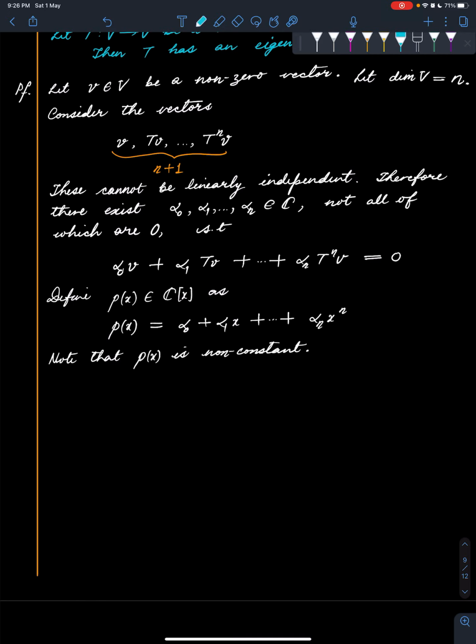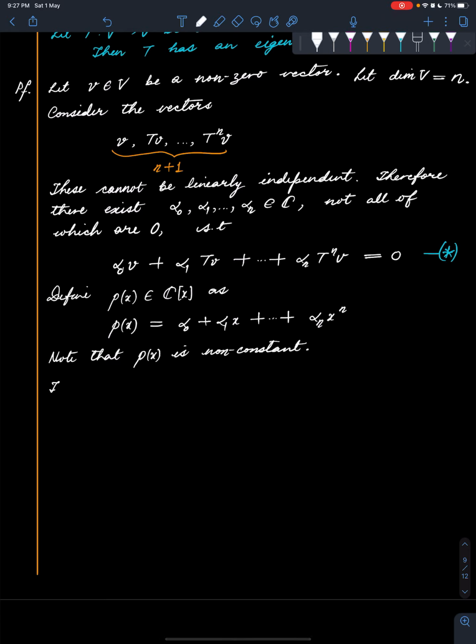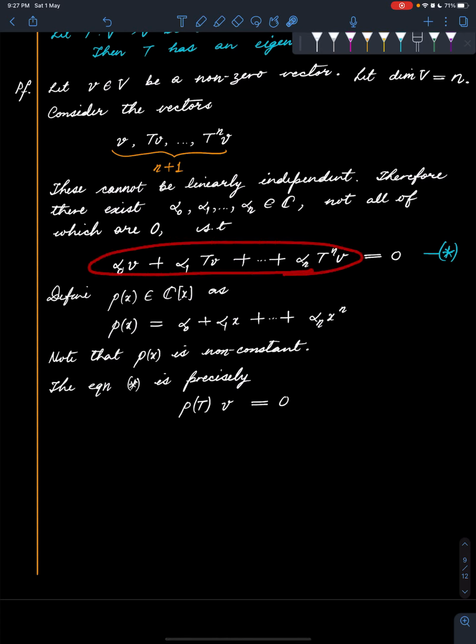And let me label this equation as star. And star says nothing but that P(T), as we discussed what this means, operated on v is 0. That's a very neat way of writing this whole thing.